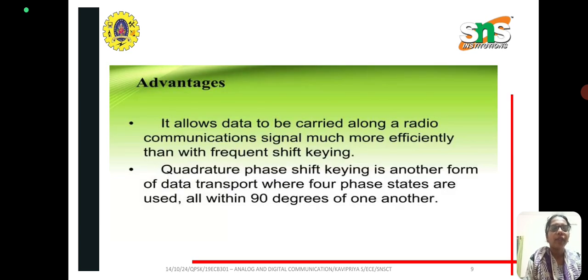What are the advantages of QPSK? It allows data to be carried along a radio communication signal much more efficiently than with frequency shift keying. Quadrature phase shift keying is another form of data transport where 4 phase states are used, all within 90 degrees of one another. So we have 4 phase shifts: 0, 90, 180 and 270 degrees, all 90 degrees from one another.